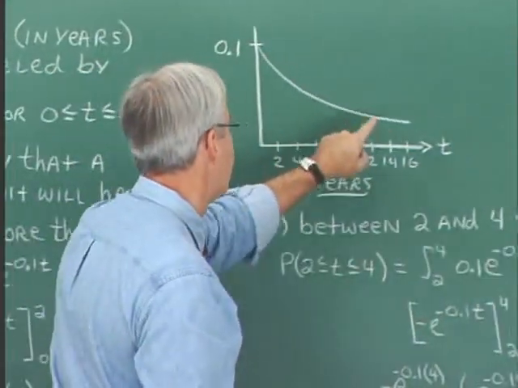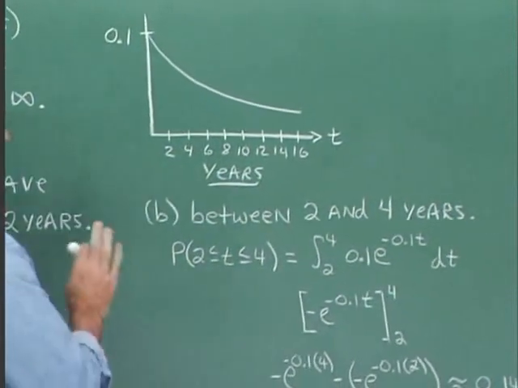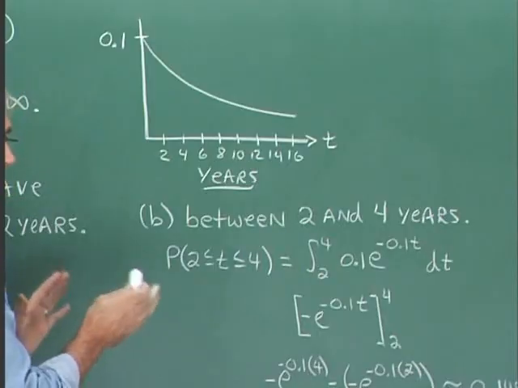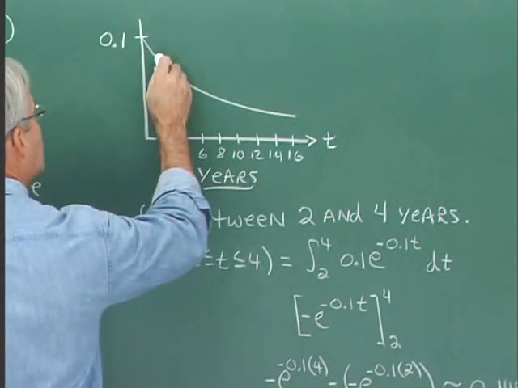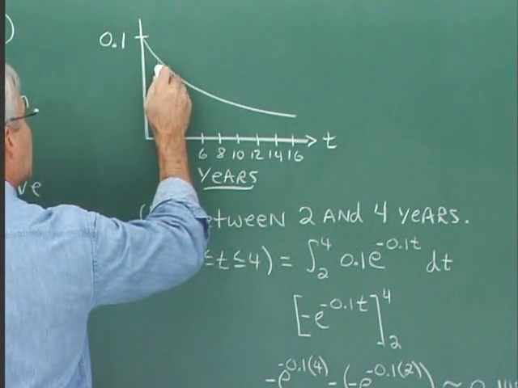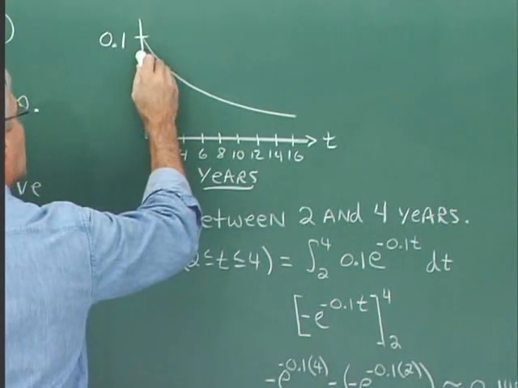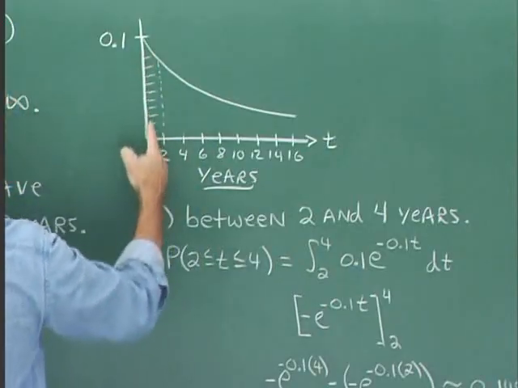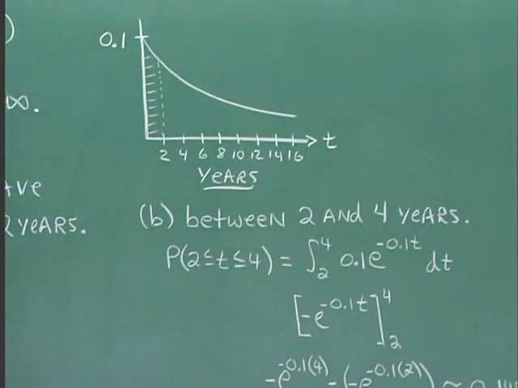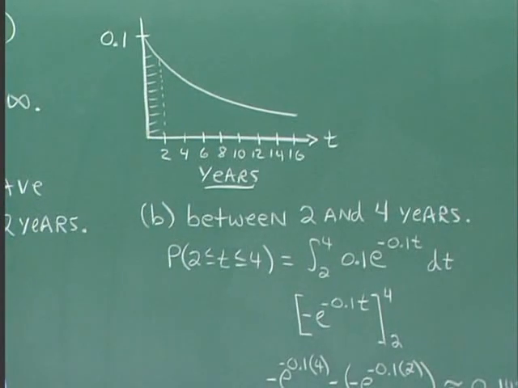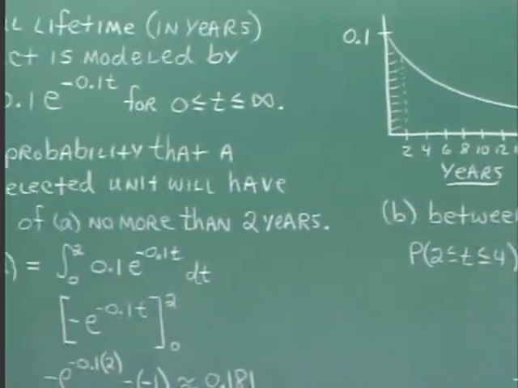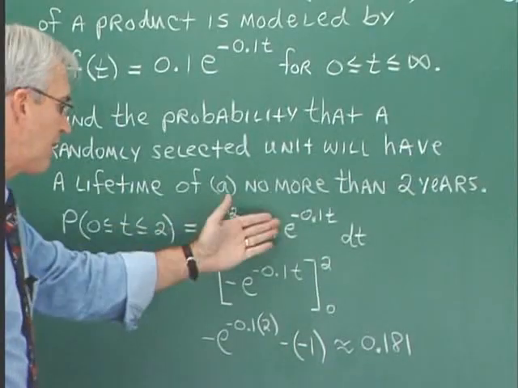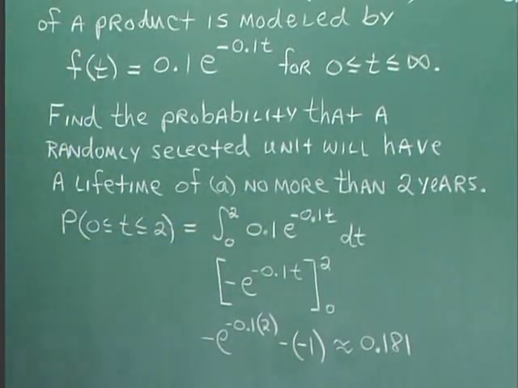Here's the graph of the function, and we're figuring the probability that this unit chosen at random is going to last between 0 and 2 years. And that simply means we're finding the area under the curve that is in this region. You see, that's all we're doing. And to do that, we use integration. So the probability that the time is between 0 and 2 is the integral from 0 to 2 of our function. And we go through the process of calculation.